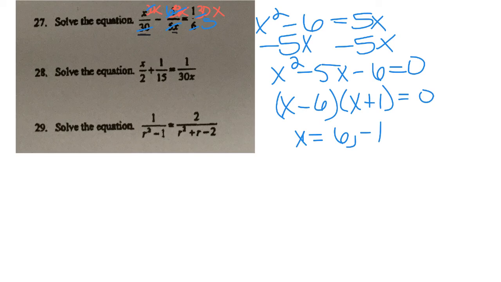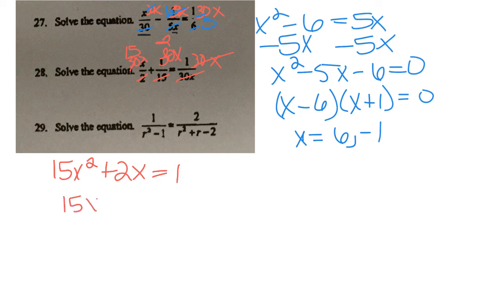Number 28, 30x is my common denominator. So we get 2 goes into 30 15 times. So that gives me 15x times x, so 15x squared. 15 goes into 30 twice, that gives me plus 2x. And the 30x cancels and gives me 1. So 15x squared plus 2x minus 1 equals 0.